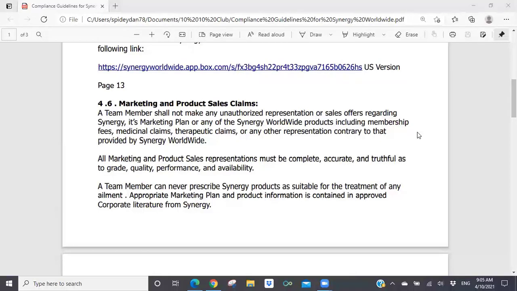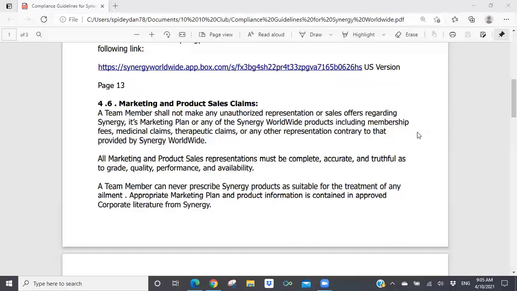That last part, contrary to that provided by Synergy worldwide, is going to lead us into some other resources that you have available to give you some guidance, especially when it comes to products or what I call health systems within the human body that you can and can't talk about. Synergy has created a really good document for that aspect, and we're going to get to that later on in today's presentation.